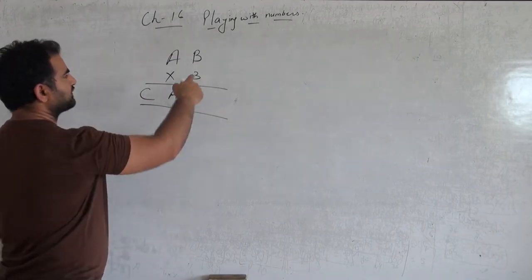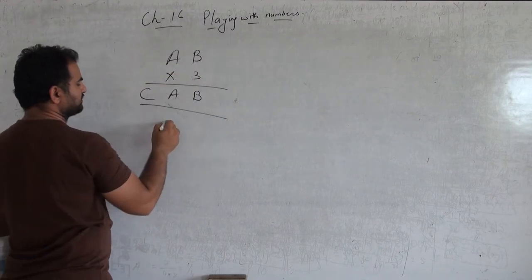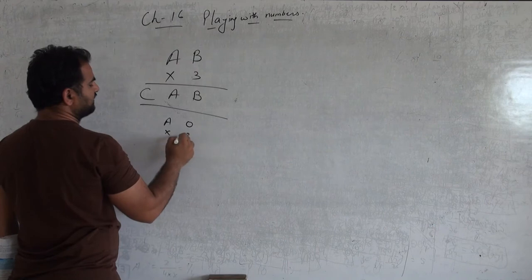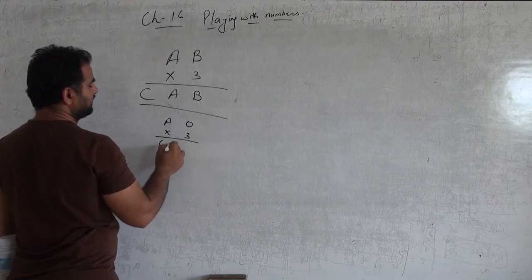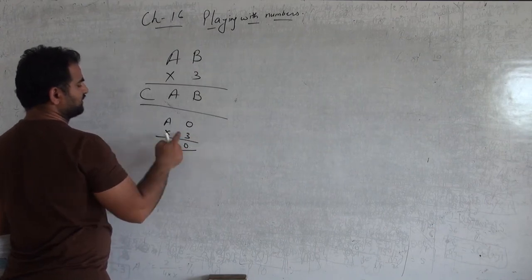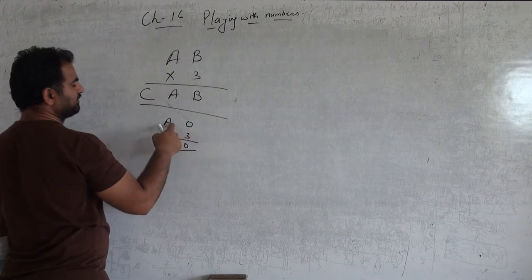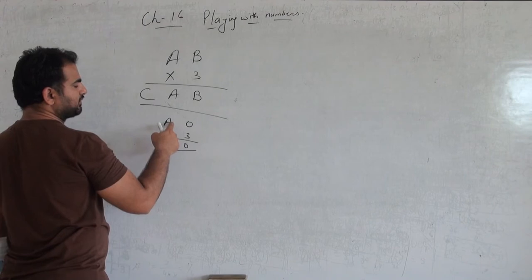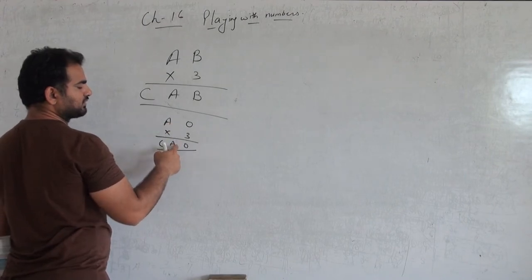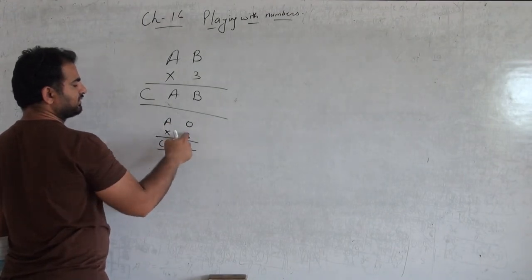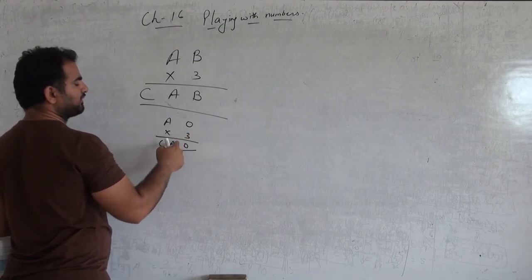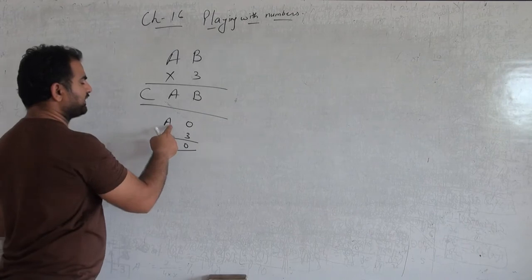So I am writing first of all 0 there. So A0 multiplied by 3 gives CA0. Then what should be A? 3 into what should give A? 3 into 1 will be 3, it's not correct. 3 into 2 will be 6. 3 into 3 will be 9. 3 into 4 is 12 and 3 into 5 will be 15. So we should write 5 there.